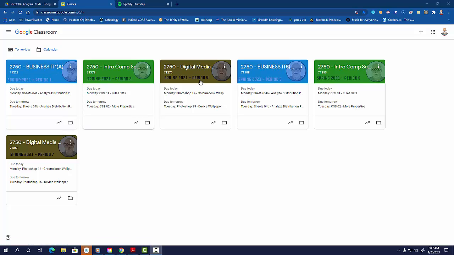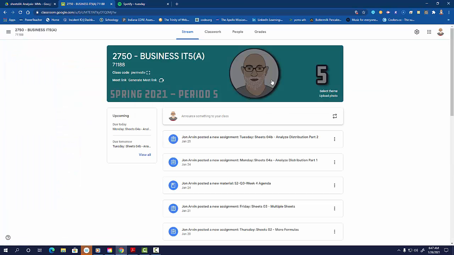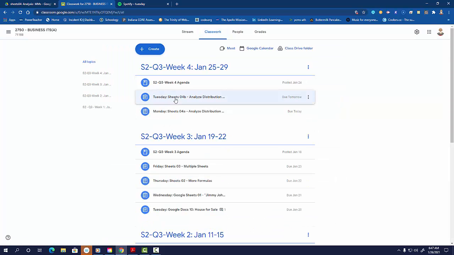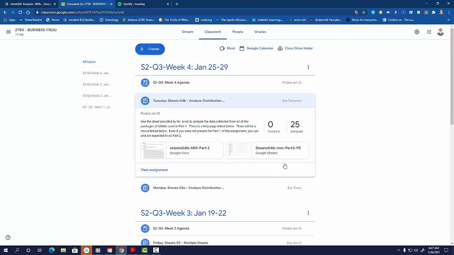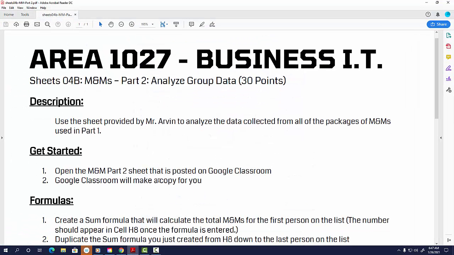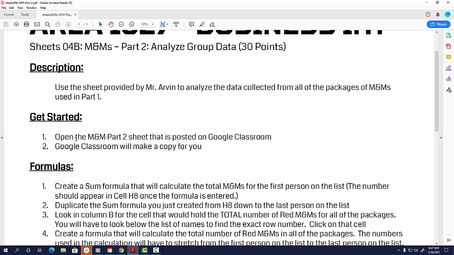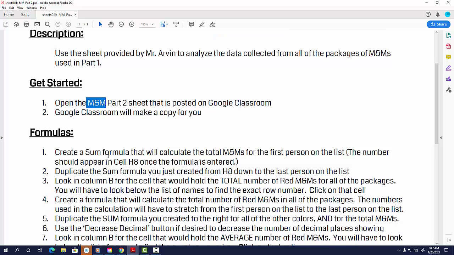This will be the same for first and fifth hour, but I'm just going to use fifth hour to demonstrate. So if I go to fifth hour and go to classwork and look at Tuesday right here, there are two things. There is a handout. Now, I will admit that when you look at the handout, it has a description and getting started, how you're going to get started.